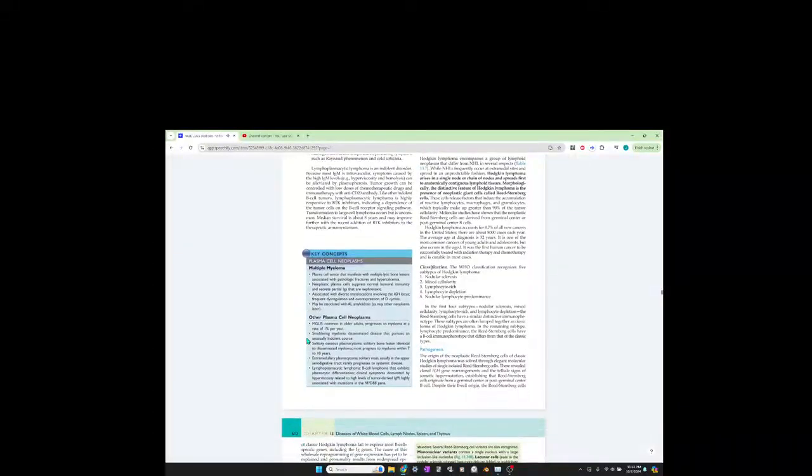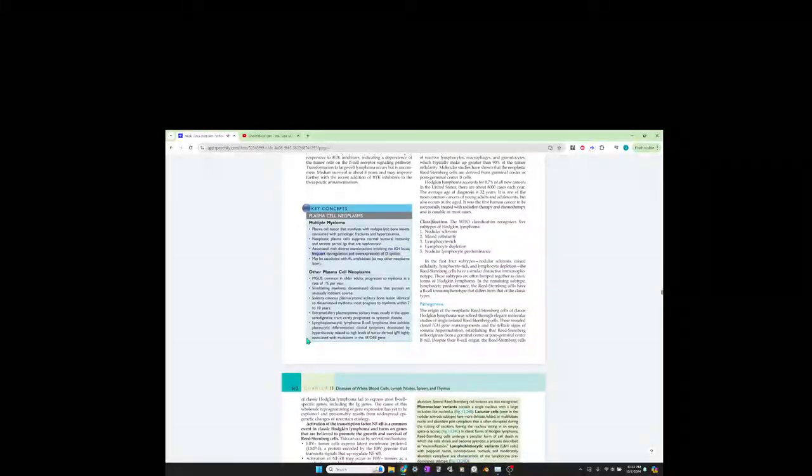Key concepts: plasma cell neoplasms. Multiple myeloma: plasma cell tumor that manifests with multiple lytic bone lesions, associated with pathologic fractures and hypercalcemia. Neoplastic plasma cells suppress normal humoral immunity and secrete partial Igs that are nephrotoxic. Associated with diverse translocations involving the IgH locus. Frequent dysregulation and overexpression of D-cyclins. May be associated with amyloidosis, as may other neoplasms.